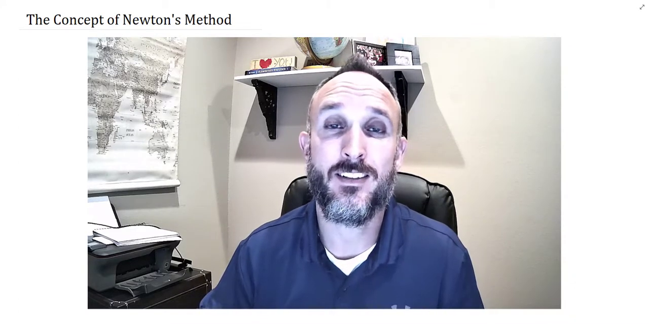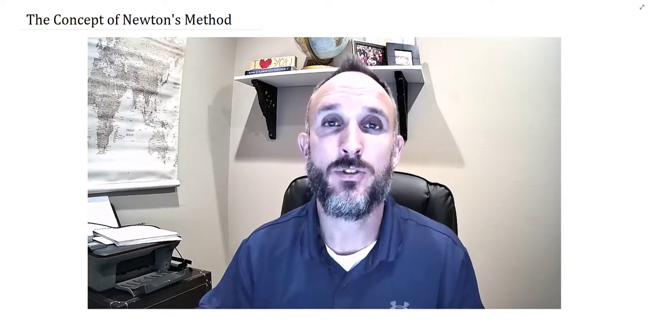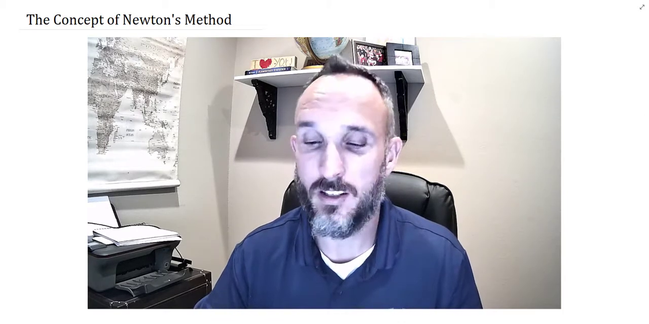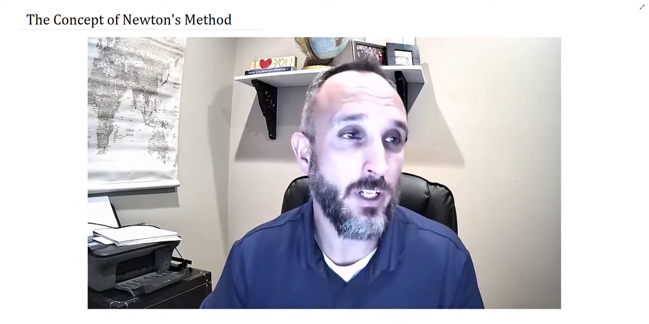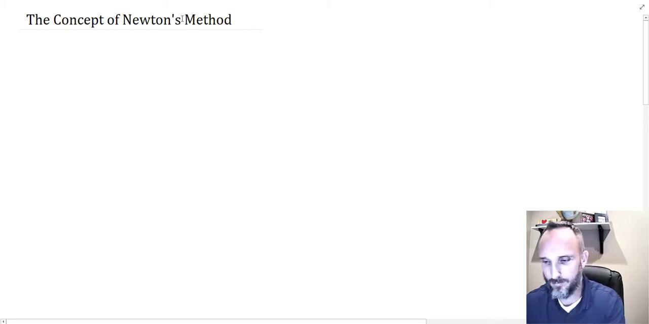Alright, I want to look at the concept of a method developed by Newton. We're going to use it for several things, but the basic idea is to use it to approximate x-intercepts of curves. We're going to see that there are other uses, such as solving equations and approximating the values of a root. So here we go. Let's talk about what Newton's method is first.